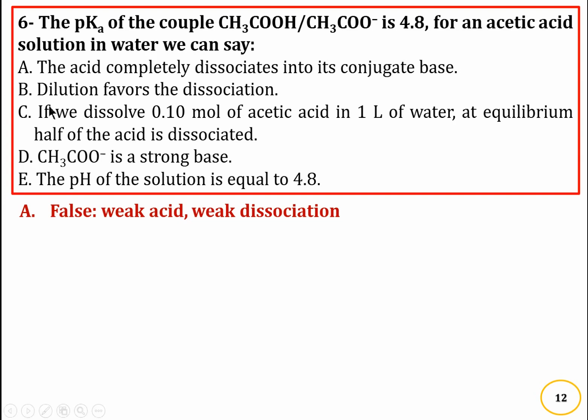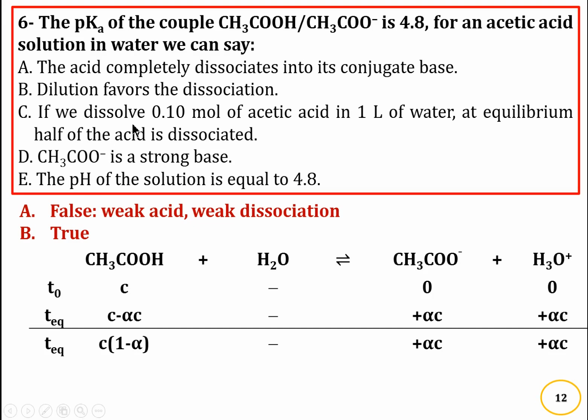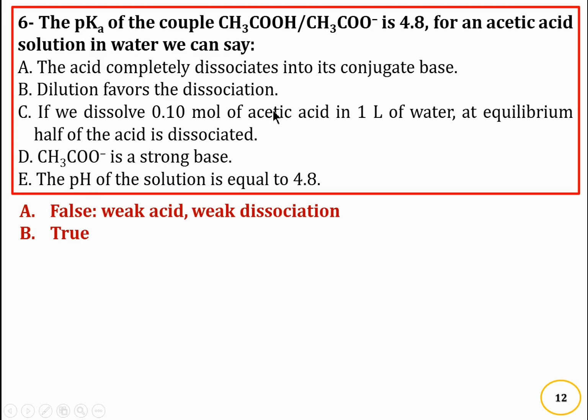Part B, the dilution favors the dissociation. This is true. Dilution of a weak acid increases the dissociation of this acid. In part C, if we dissolve 0.1 mole of acetic acid in 1 liter of water, at equilibrium, half of the acid is dissociated, so alpha equals 0.5. So we have to calculate the real value of alpha.